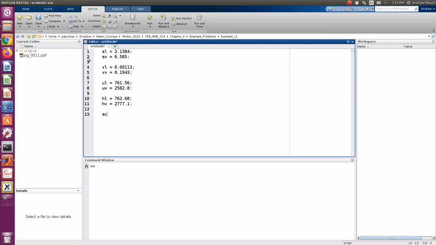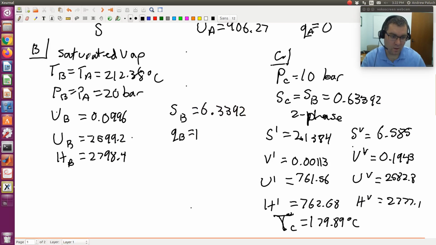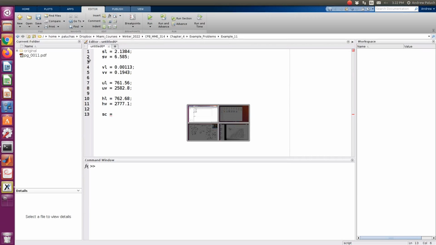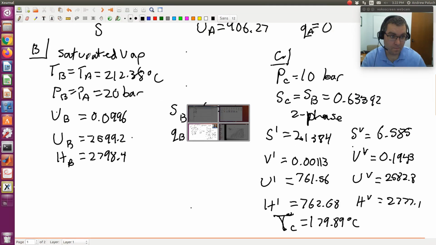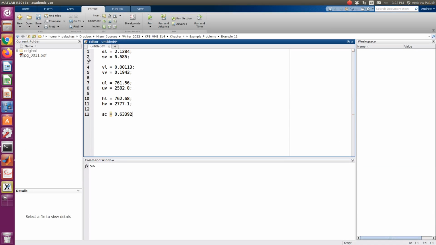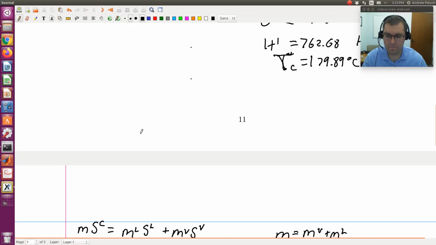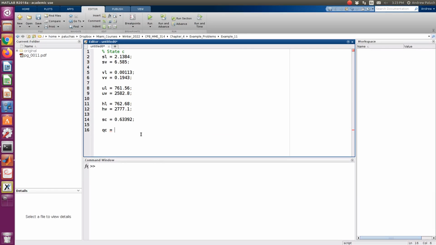And then we'll need SC so we can calculate QC. So SC is 0.63392. So you get the QC, and let me make a note up here. So let's just say state C. So then QC is SC minus SL divided by SV minus SL.